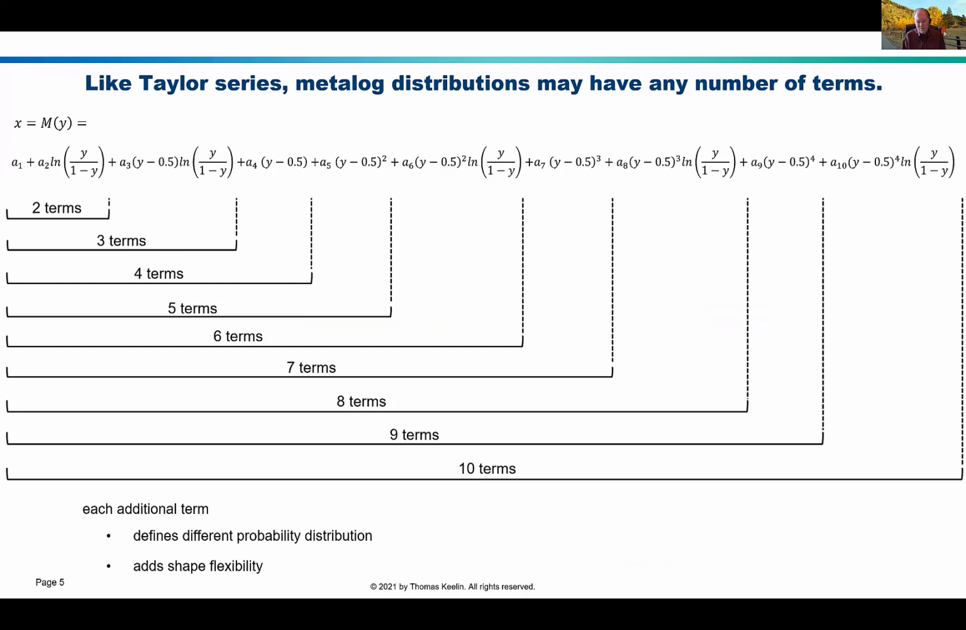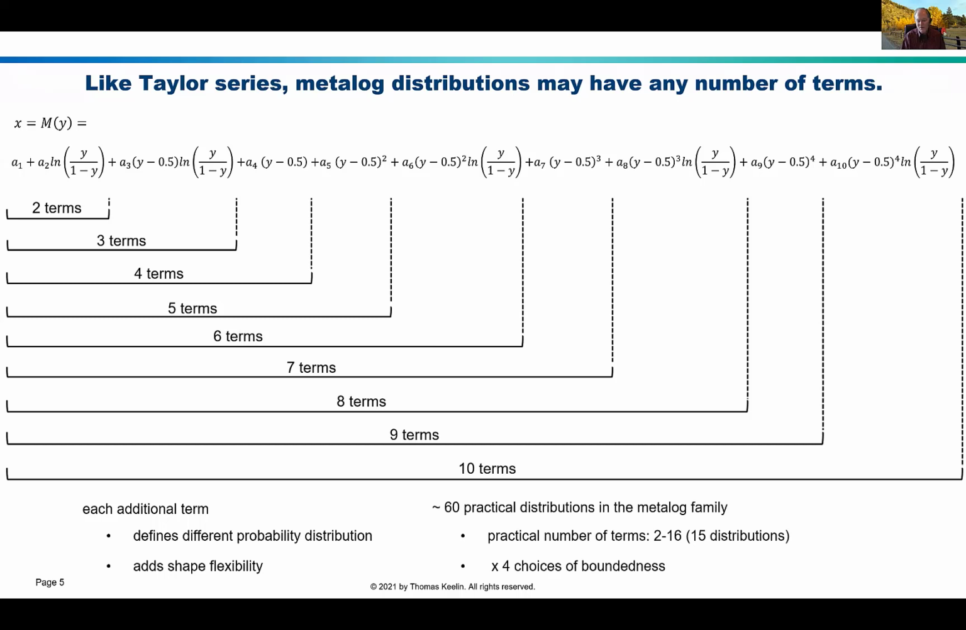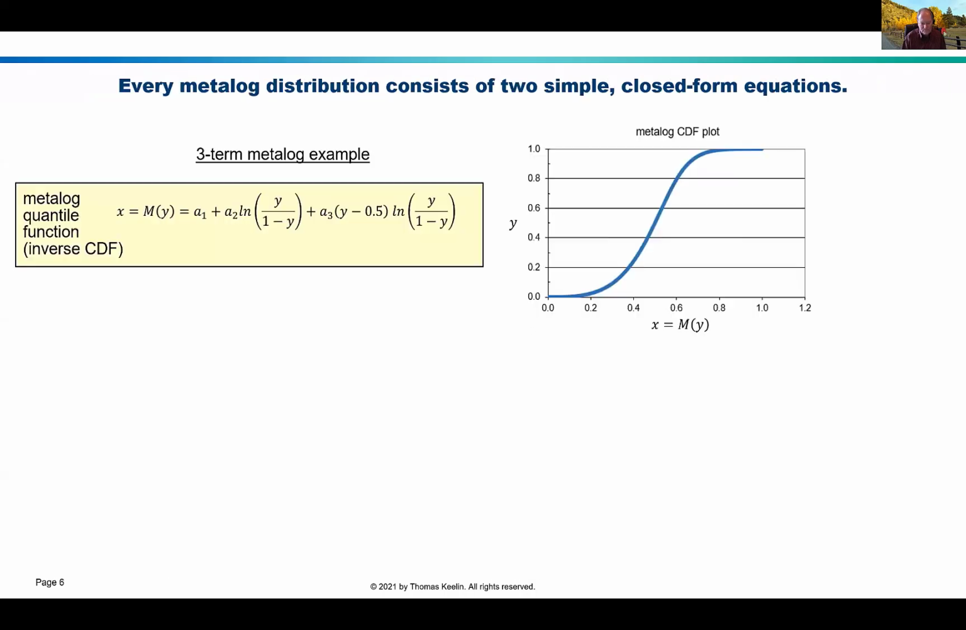Each additional term defines a different probability distribution, number one, but most importantly, each additional term adds shape flexibility. So you have the flexibility to have as much shape flexibility as you want. And I'll show you 4 choices of boundedness, 15 distributions within each choice, roughly 60 practical distributions in the Metalog family. So every Metalog consists of 2 simple closed form equations.